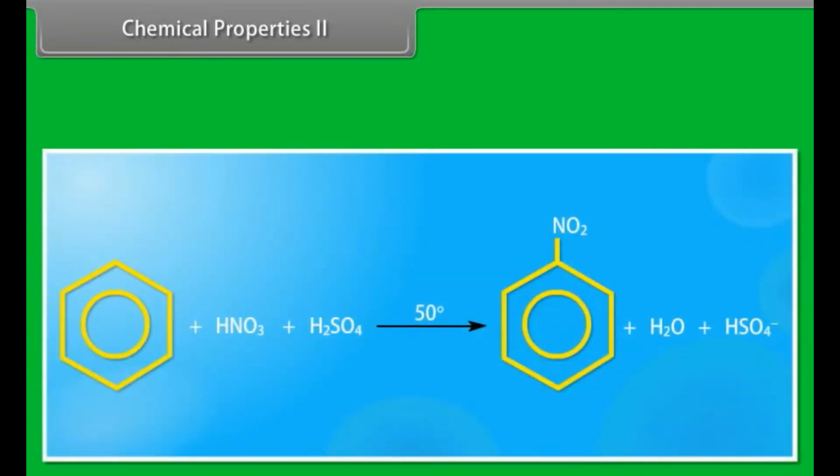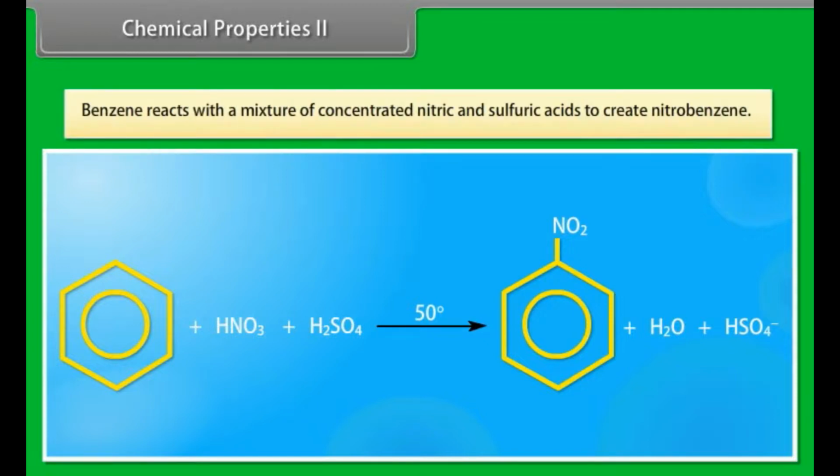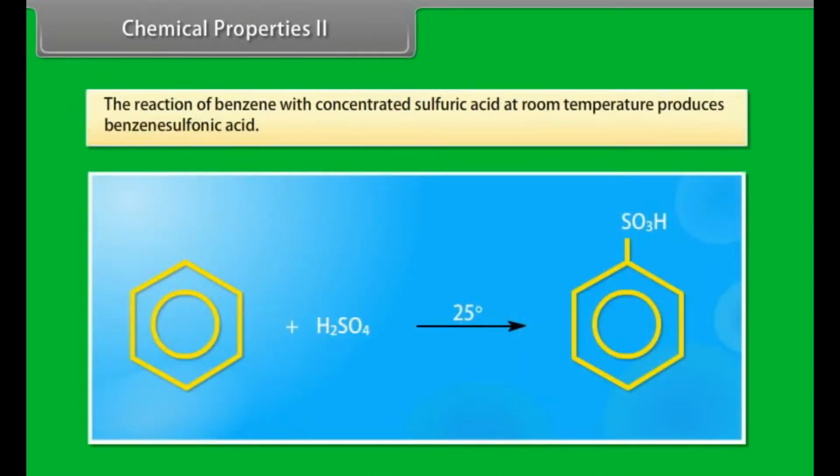Chemical properties 2. In another example of an electrophilic aromatic substitution reaction, benzene reacts with a mixture of concentrated nitric and sulfuric acids to create nitrobenzene. The reaction of benzene with concentrated sulfuric acid at room temperature produces benzene sulfonic acid. When benzene is treated with an alkyl halide in the presence of anhydrous aluminium chloride, alkylbenzene is formed. This reaction is known as Friedel-Crafts alkylation reaction.